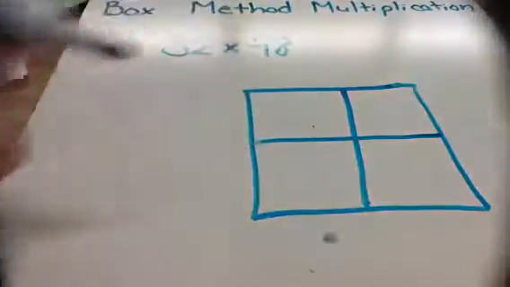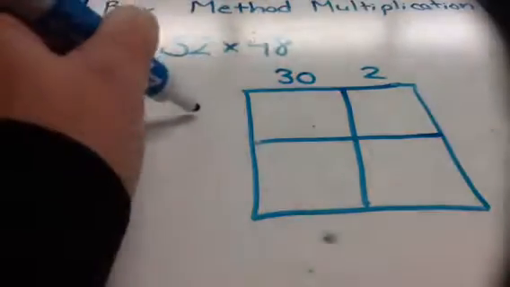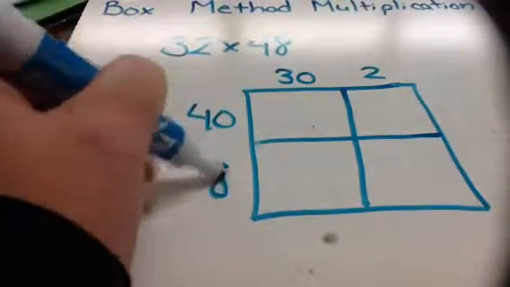Now, I'm going to try this again with another math problem. This time I'm not going to write the multiplication problems in the boxes. If I do 32 times 48, I would first draw my box and separate it into 4 sections. Break apart 32 into 30 plus 2. Break apart 48 into 40 plus 8.